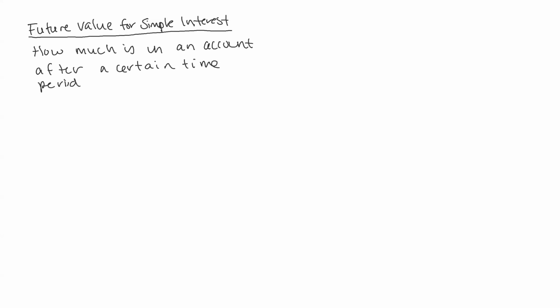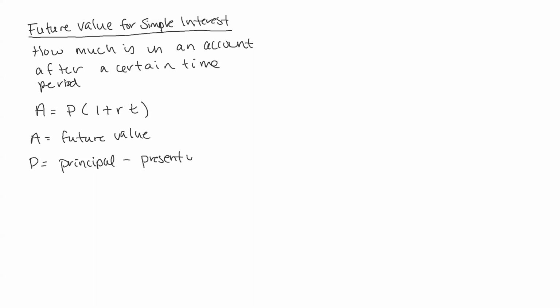Okay, so we have the formula A equals P times (1 plus RT), where A is the future value. So that's how much is actually in the account after 1 year or 2 years or 10 years or whatever the case may be. P is either principal, or sometimes you'll see it called present value. So P would just be how much money you have today versus A, which is how much money you have at a certain point down the road.